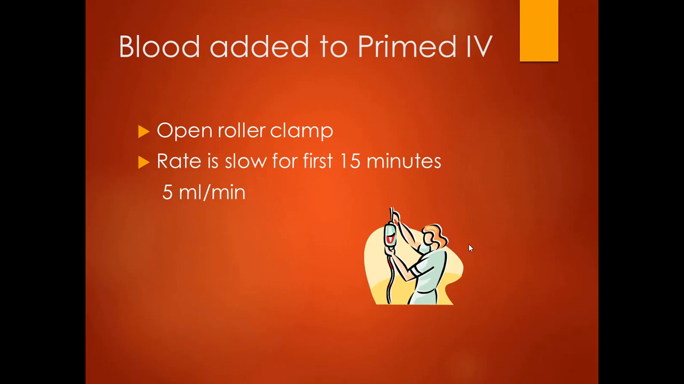Vital signs are done at baseline, right at the start of when we're giving blood, 15 minutes, 30 minutes, and at the end. It can be kind of different for different facilities, but I think the general is baseline, 15, 30, and then at the end.